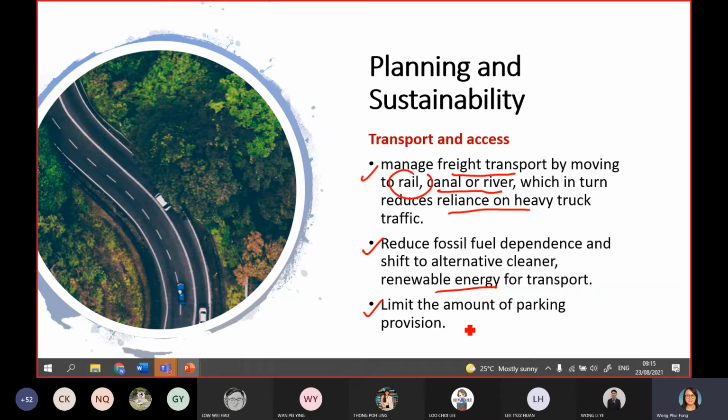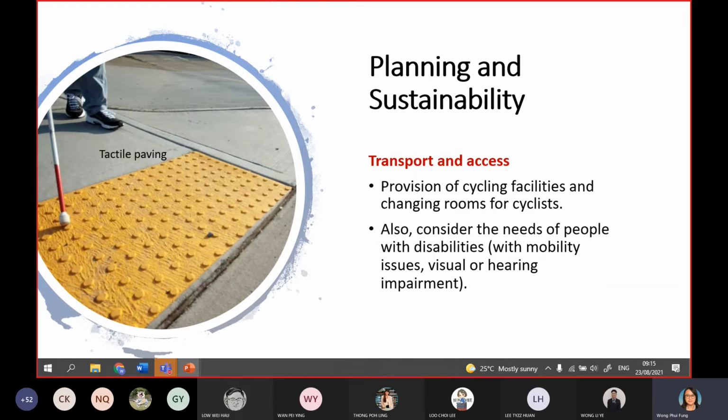This can be done if the property is near public transport. But if it is very far from public transport and you still limit the car parking, then that will be quite difficult. It will affect the property sales. Okay, and provision of cycling facilities and changing rooms for cyclists or motorcyclists also can be done. Rather than driving a car, maybe we can consider cycling or taking a motorcycle. That is also one of the ways.